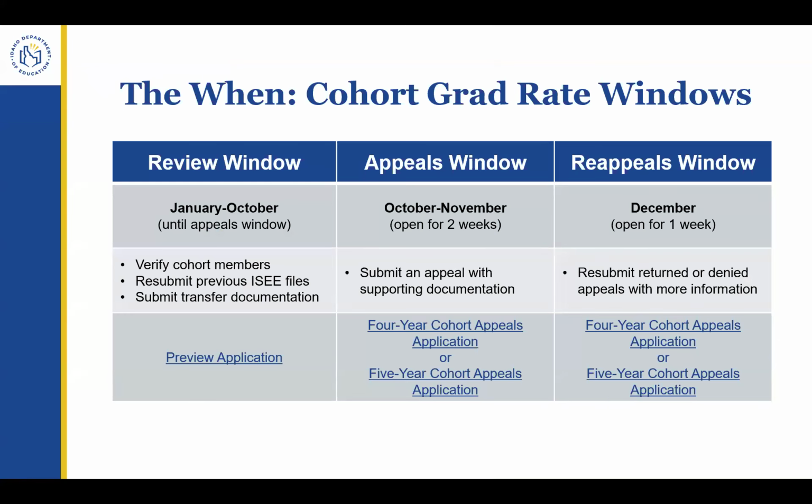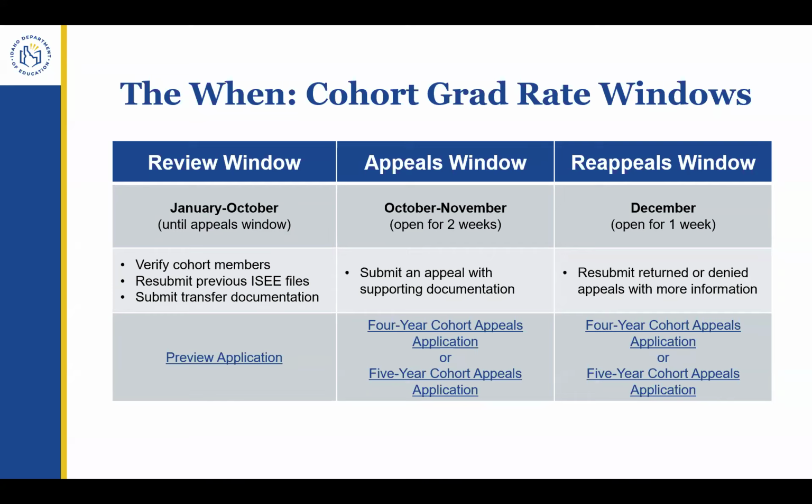Given a calendar year, there are 3 windows. The largest window is January through October, with this year being an exception due to some system enhancements we had going on. This is the time where you can review your cohort. If you notice mistakes, you can resubmit previous IC files. And if students are coded as transfer, you can submit supporting documentation so they are removed before the appeals window opens. The appeals window begins in late October and lasts 2 weeks.